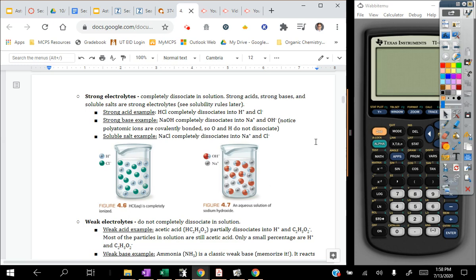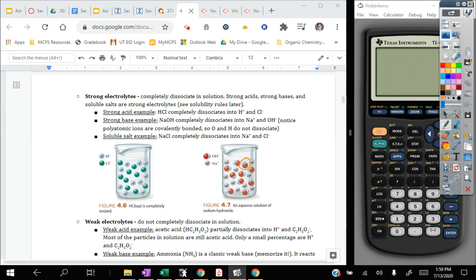Strong bases are very similar. They completely dissociate into their respective ions. Remember that OH is hydroxide, which is a polyatomic ion. Polyatomic ions have covalent bonds, so O and H do not split up, but they do have a negative charge when combined. And so you see that represented here in figure 4.7. Here's OH, and those two atoms are still connected together, but they have a negative charge and they are separate from the positive sodium ions.